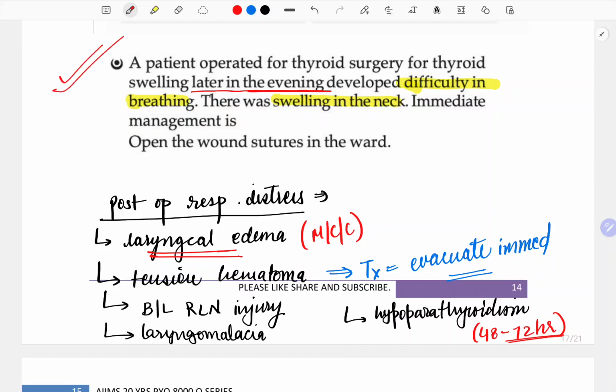Now next very important question again on the complications of the surgery. A patient operated for thyroid surgery for the swelling, later in the evening developed difficulty in breathing and there was a swelling in the neck. Immediate management would be, see, the post-operative respiratory distress as a complication most commonly occurs because of the laryngeal edema. This is the most common cause.